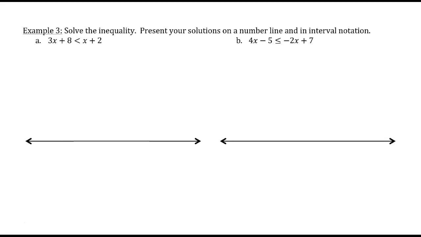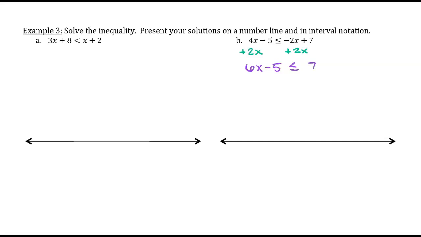Let's look at B. In B, notice that now I have an x on both sides of the inequality, and I have constants on both sides of the inequality. Let's start by combining our variable terms onto one side of the equation. I'll do this by adding 2x to both sides. This leaves me with 4x plus 2x, or 6x on the left, minus 5, is less than or equal to negative 2x plus 2x is 0, and then I have a positive 7.